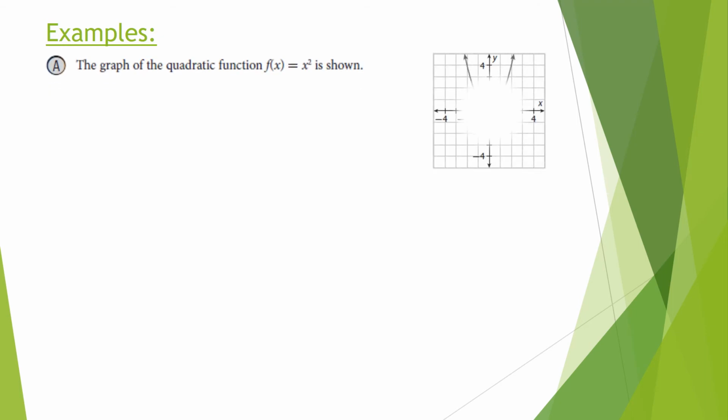I have here the graph of the quadratic function f of x equals x squared. So, how to write the domain? I look at the maximum point and the minimum point of x. I can see the graph has arrows on both ending sides. That means I can have more negative values of x and more values of y up there. So the domain is from negative infinity to positive infinity, or I can say all real numbers.